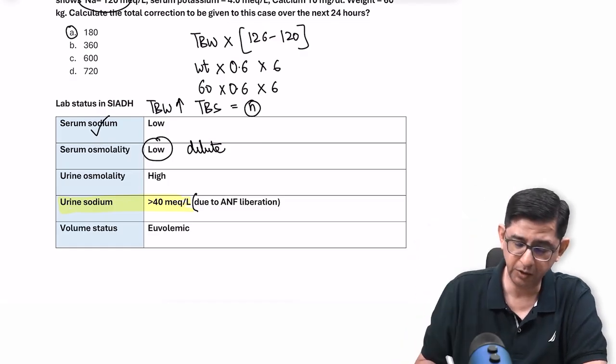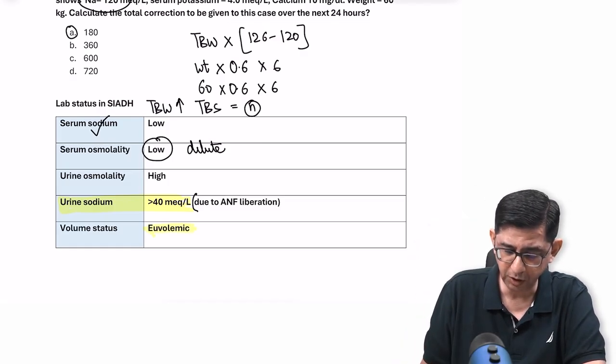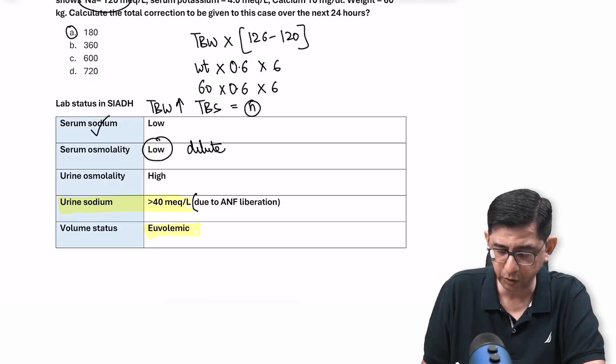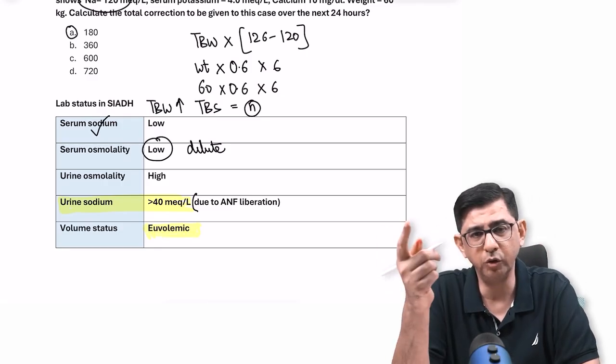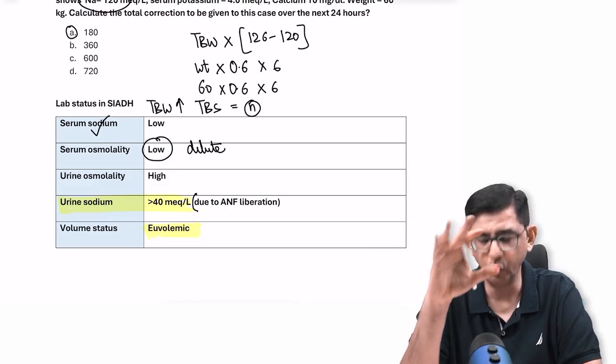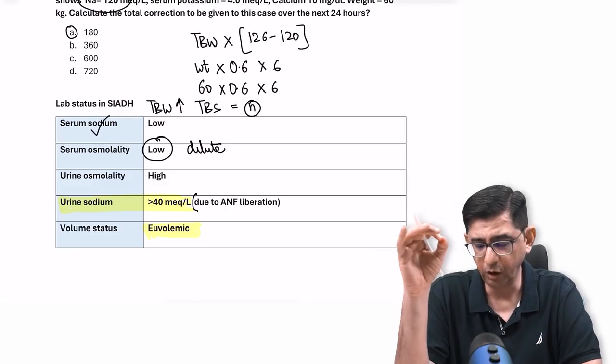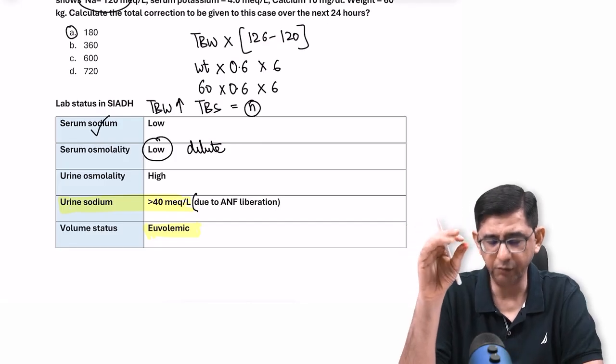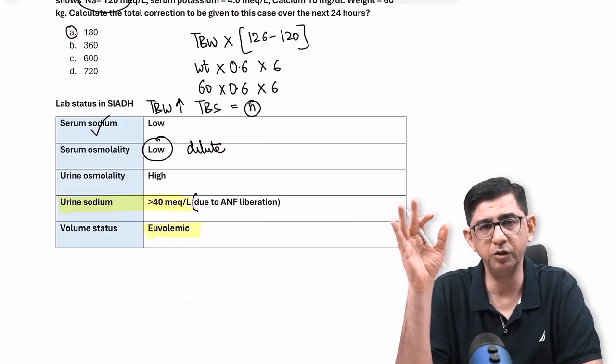The volume status in this condition is euvolemic. Don't answer hypervolemic. In hypervolemic, salt should also be more and water should also be more. Whereas in this case, it is only and exclusively the water component that will be relatively more. The salt in the body is normal.